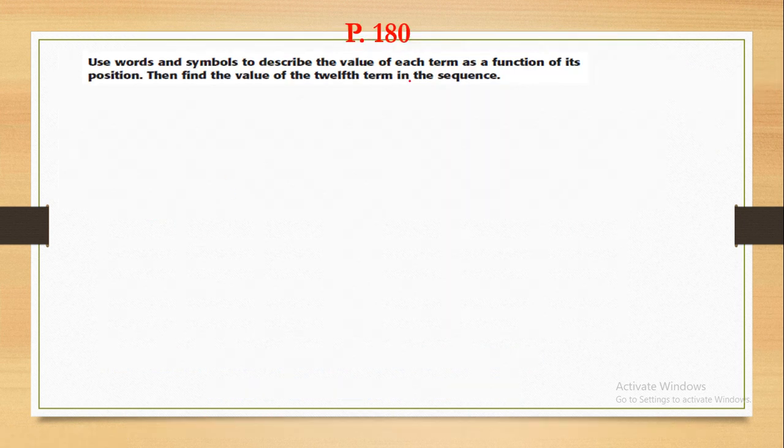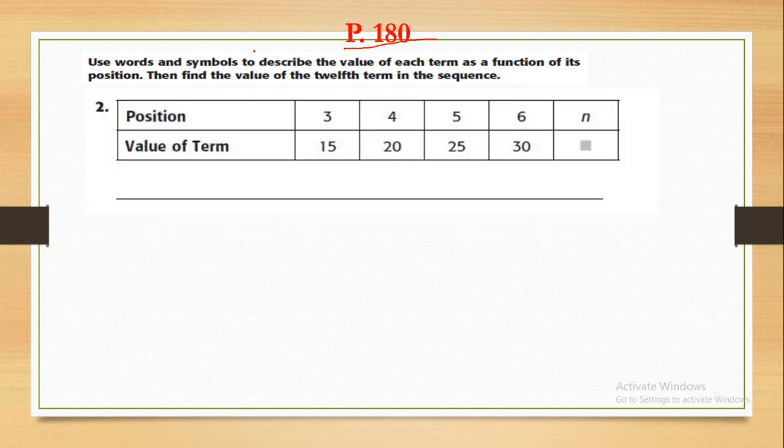Now I want you to open your booklet, page 180. It's the same questions. Here we have position and here we have value of term. We have 3 became 15, 4 became 20, 5 became 25, 6 became 30, and we have n, and we want to know what it will be. But here he wants you after that to find the value of the 12th term, okay?